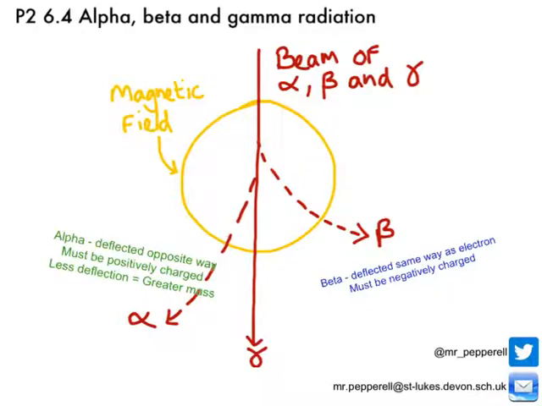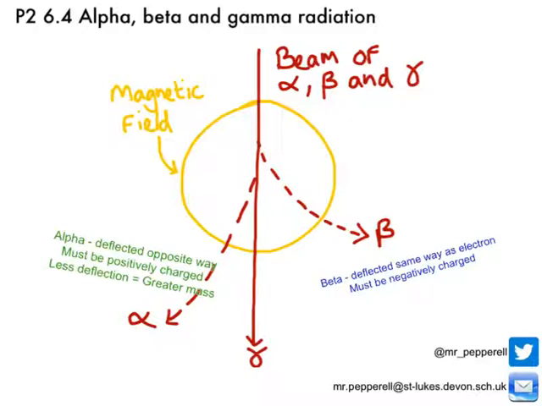Now this suggests to us that the alpha particle has got a greater mass, and in fact an alpha particle has got a mass that's about 8,000 times bigger than that of a beta particle. So the bigger the mass means it's much harder for it to be deflected. So from this we know it's true. We know it's got a bigger mass.